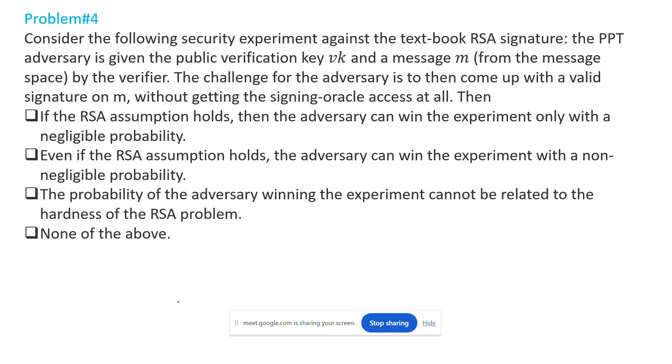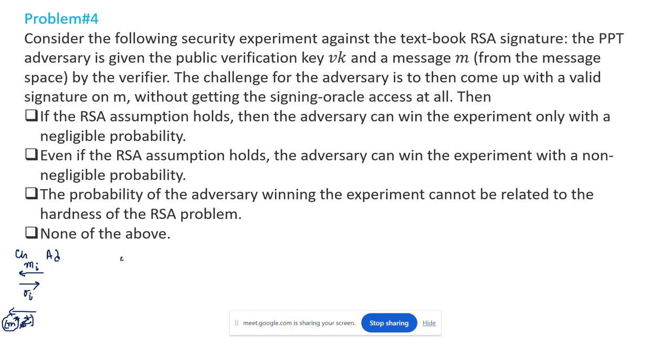The unforgeability of RSA signature is based on the game where the adversary does have signing oracle access, so it can see signatures corresponding to messages of its choice, and then it has to come up with some new valid message signature pair, such that for M star it has not seen the corresponding signature previously. M star should not belong to any of these Mi. But for this particular question, the adversary does not have access to this oracle, right? Signing oracle.